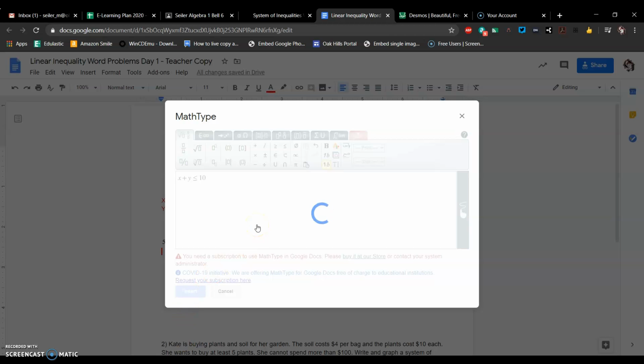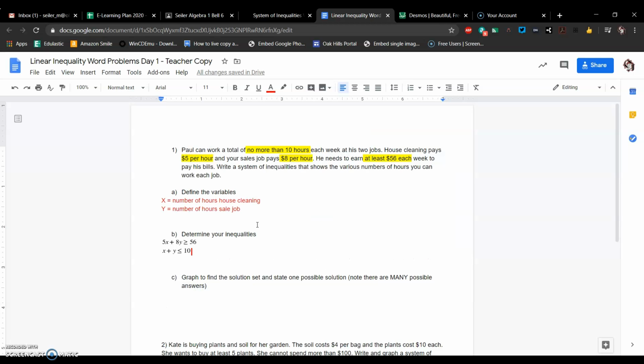Without a doubt, writing these equations is going to be the hardest thing. One thing you kind of have to think about is, does your answer make sense? Because we're talking about real world problems, hopefully this can give you some idea as you're typing things in, does it make sense for whatever your answers are? So we look at part C. Part C says graph to find the solution set and state one possible solution. There are going to be many possible answers. Since these are inequalities, these are going to be shaded regions.